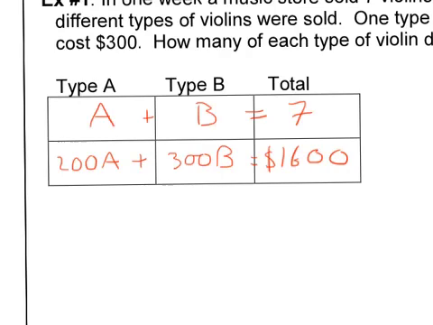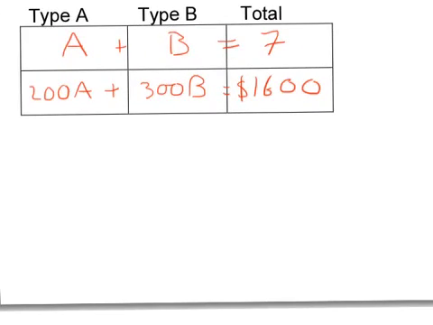Now, if we wanted to, we can use elimination. We can multiply everything here by negative 200 and cancel out. We could also do substitution. I think when I have an equation with no coefficients in front of my variables, the numbers in front of the variables, it's easier to do substitution. So I'm going to do that. I'm going to take this equation, A plus B equals 7, and solve for A by subtracting B from both sides, giving me A equals 7 minus B.